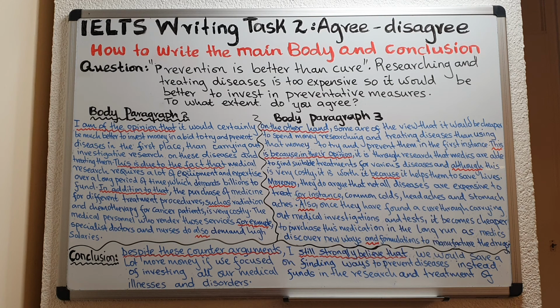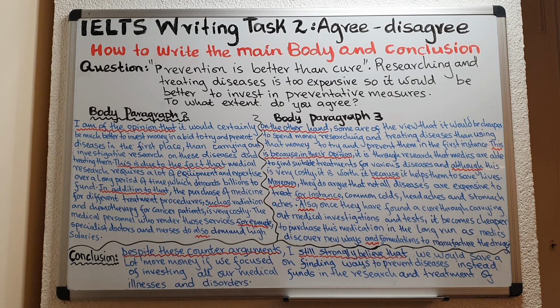"On the other hand, some are of the view that it would be cheaper to spend money on researching and treating diseases than using that money to try and prevent them in the first instance." Complex sentence. "This is because, in their opinion, it is through research that medics are able to find suitable treatments for various diseases, and although this is very costly, it is worth it because it helps them to save lives."